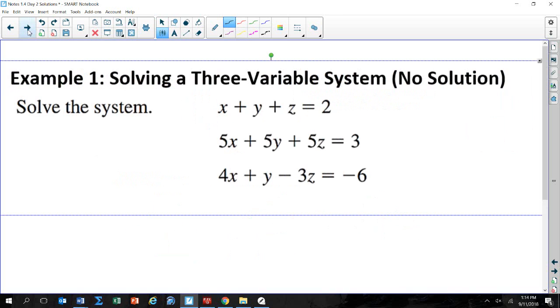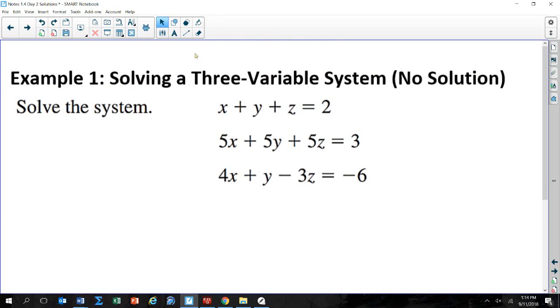So we're going to run through a couple examples here. And you're going to see an example of no solution. That's going to be the first one. And then the second one's the infinite solution. Okay, and then from there we're going to kind of break off.